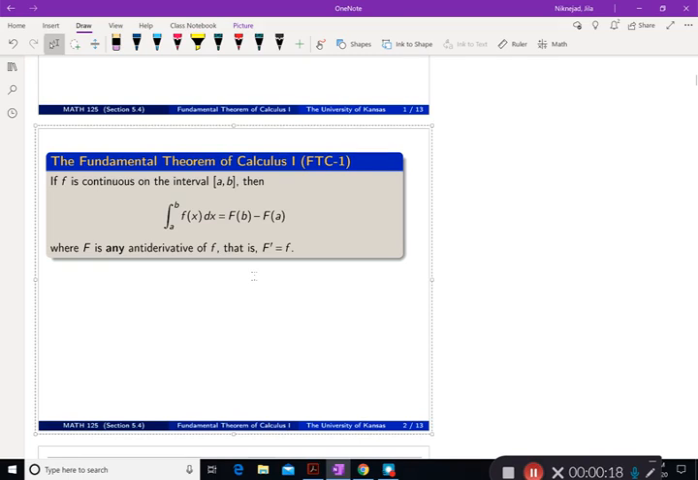Part 1. If f is continuous on the closed interval a and b, then the definite integral from a to b of lowercase f of x dx is equal to uppercase F at b minus uppercase F at a. That means the antiderivative of f evaluated at b minus the antiderivative of f evaluated at a.